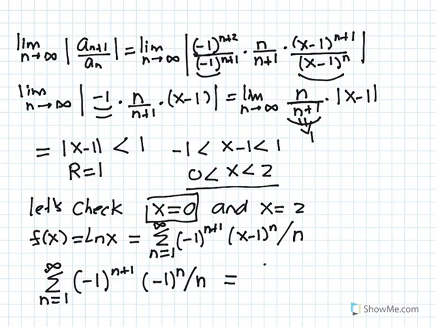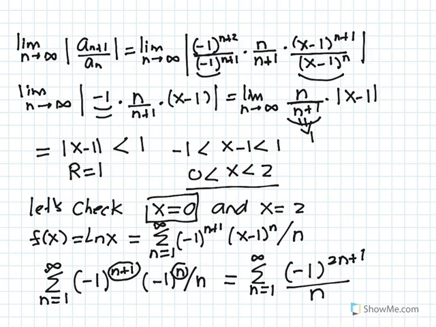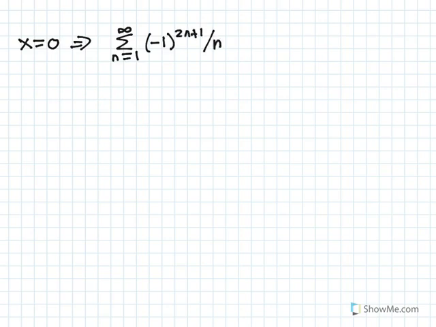Let's simplify this. We get summation n equals 1 to infinity. We have the same base, which is negative 1. Add up the exponents, n plus 1 plus n, and we get 2n plus 1. Now, it might seem like we have an alternating series, but in fact, we don't. So let's talk about it. We plugged in x equals 0, and we obtained summation n equals 1 to infinity of negative 1 to the power of 2n plus 1 divided by n.